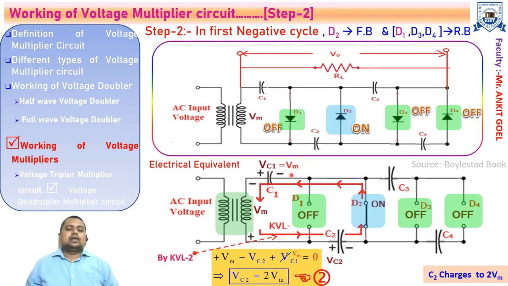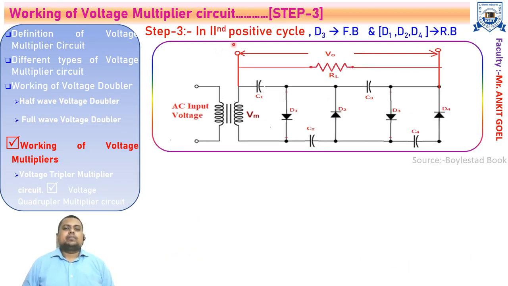So replace Vc1 by the Vm. You will get the capacitor voltage across the C2 as twice of the Vm. So C2 will hold the voltage that is twice of Vm for the next two cycles. In the second positive half cycle, we have seen from the previous two cycles that capacitor C1 holds the maximum voltage Vm and C2 has held the voltage that is equal to twice of Vm.